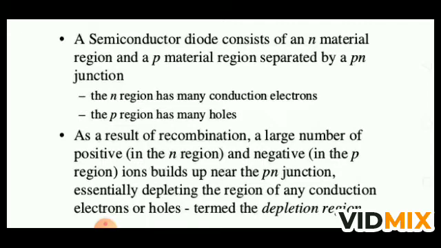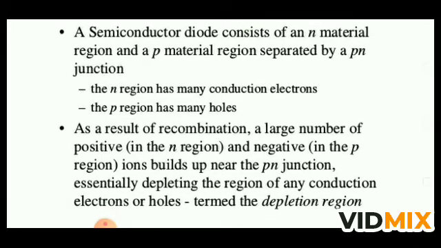If you see the diagram on page number 478 of your NCERT, you find that in the depletion region there are no carriers. In the P region there are negative ions, and in the N region there are positive ions. Means there is a depletion of charge carriers, so we are saying it is a depleted region. So that is called depletion. As a result of recombination, when a large number of positive ions and negative ions build up near the PN junction, we can say that region is the depletion region.